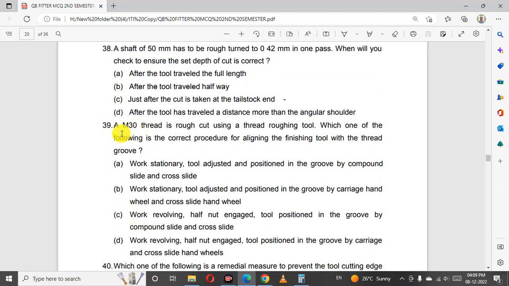An M30 thread is being rough cut using a thread roughing tool. Which one of the following is correct? Produce a line to the finished tool with the threaded grooves. Work revolving, half nut engaged, tool positioned in a groove by the compound slide and cross slide.